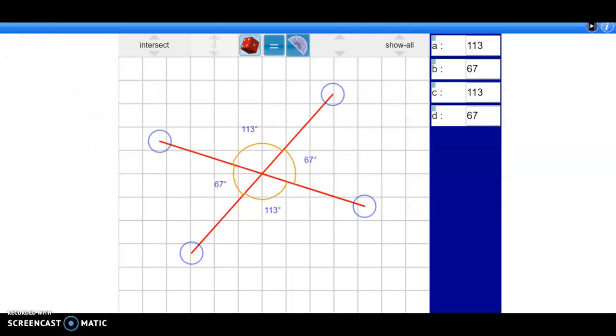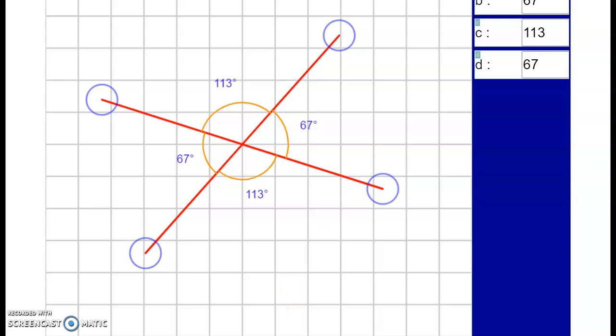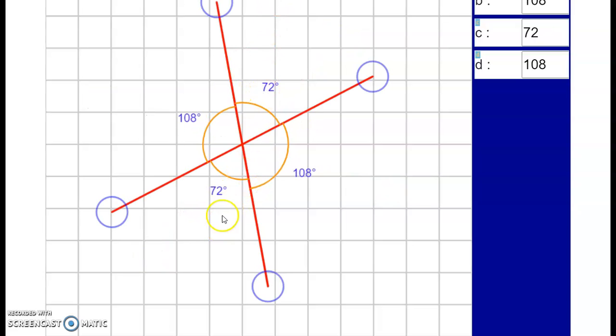Take your time. Okay, so what I hope you noticed is that in all of those examples, the vertical angles always have the same measurement. You can see some in my window here, right? Here, the 67s are vertical angles. They have the same measurement. The 113s are also vertical angles. They're across the vertex from each other, and they have the same measurement. Do another one: 72 and 72, 108 and 108.